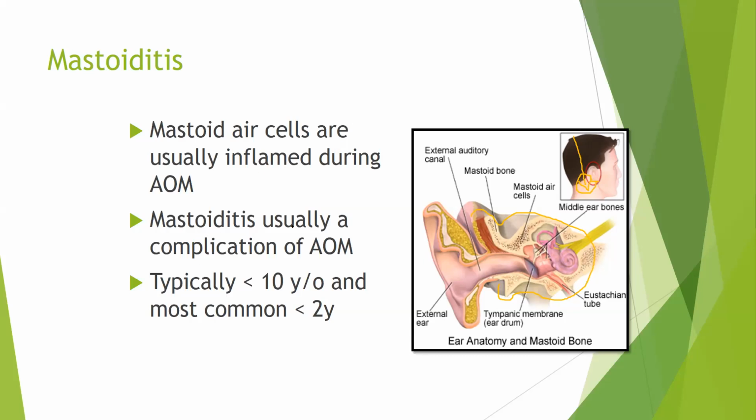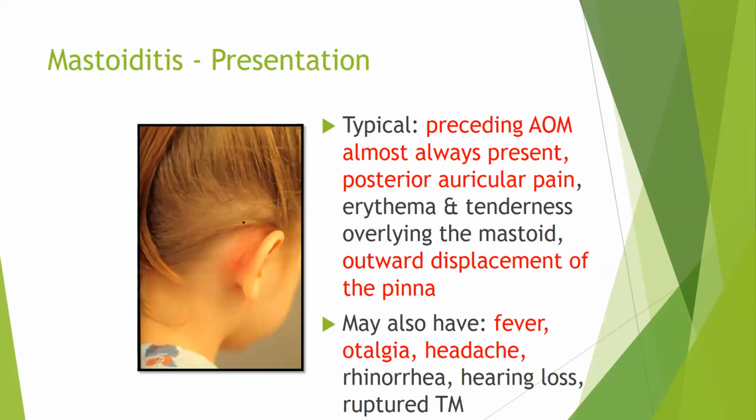Mastoiditis usually is a complication of acute otitis media. And typically they're less than 10 years of age. Most common is less than 2 years of age. So these are little guys. We want to be really careful with this because it's very close to the meninges, and we really want to worry about that if we see it. That is probably an admission, definitely a call to a pediatric specialist.